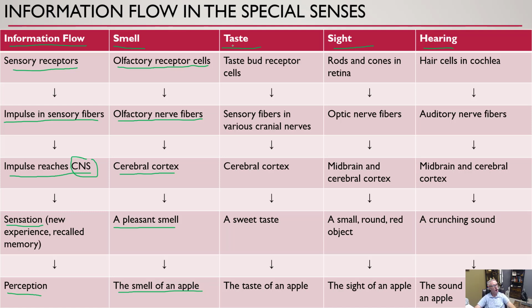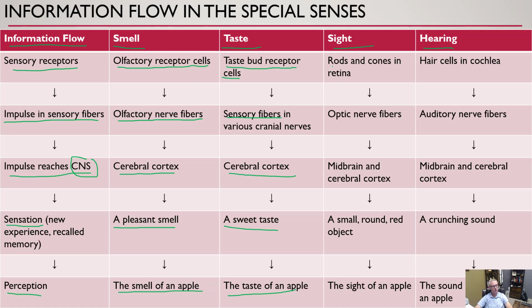For taste, we have taste bud receptor cells. And then we have those sensory fibers. We have a bunch of different cranial nerves that are involved in the sense of taste, which is going to go to the cerebral cortex. We're going to taste something sweet. It could be the taste of an apple.